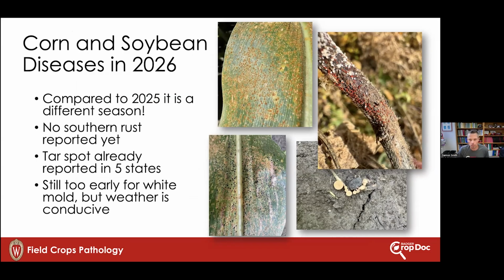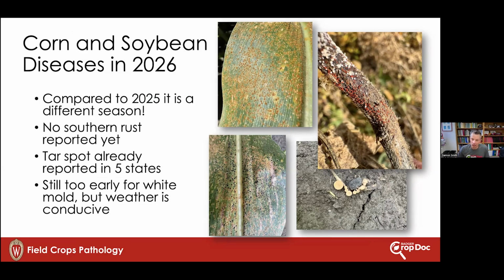All right, so let's dig in a little bit on corn and soybeans, kind of get a lay of the land. Of course, last year, 2025, everybody was talking about southern rust. I spent most of the winter around the state talking about southern rust on corn. Each year is different. This year is different again. We don't have any southern rust. There's not even southern rust reported down south yet, so there are zero southern rust confirmations as of today.